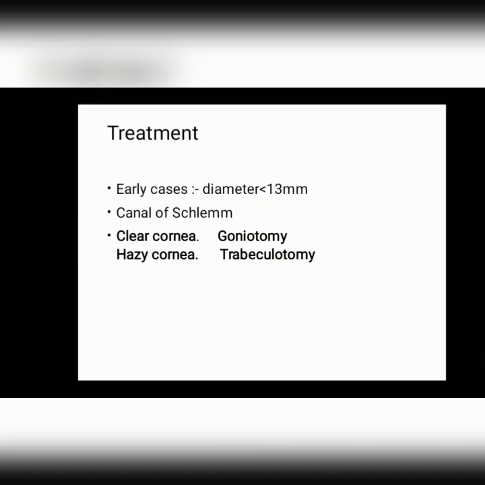If it is clear, we can see through the gonioscopy, and we do goniotomy. We enter and remove this membrane, which is called Barkan's membrane. But if it is a hazy cornea, it is unclear. We cannot see by gonioscopy. So we do trabeculotomy. We open the trabecular meshwork and allow the aqueous humor to drain through it into the canal of Schlemm, because in early cases, the canal of Schlemm is patent.